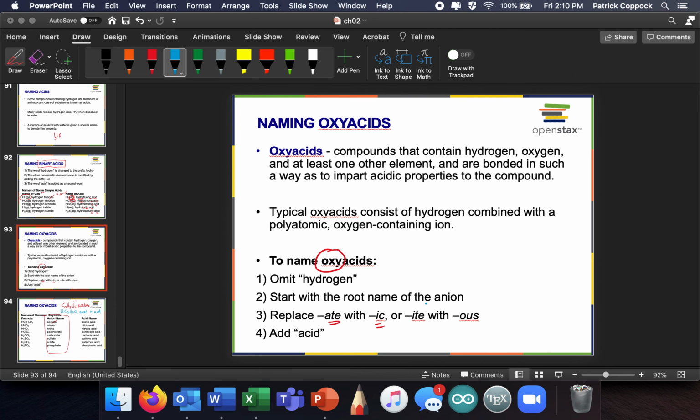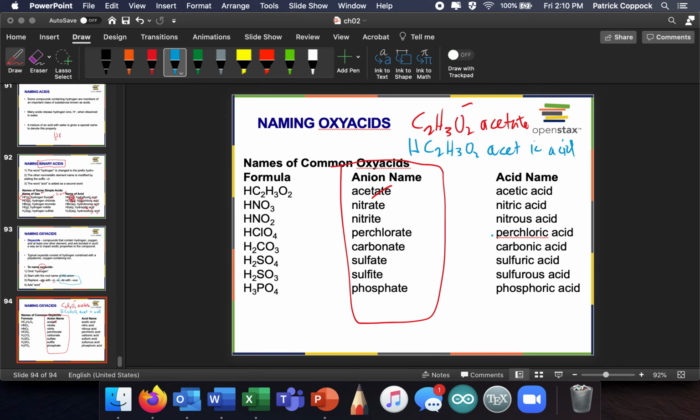If you have an ite, you call it ous acid, right? So nitrite, you see nitrite? NO2 minus is nitrite, right? But when you put the hydrogen on the front, then it becomes nitrous acid. Perchlorate, that's ClO4 minus. But when you put a hydrogen on the front, it becomes perchloric acid.